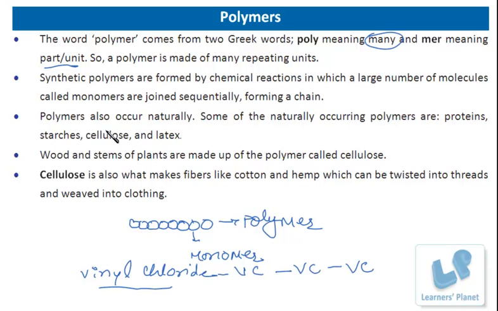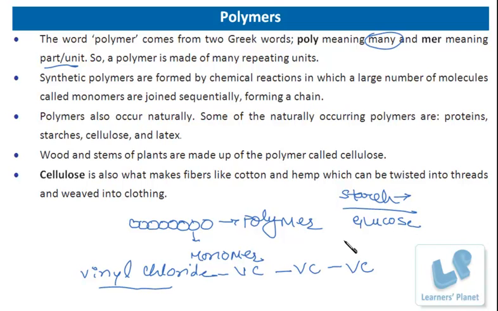See, this is a synthetic polymer, and polymers also occur naturally. I told you cellulose is a polymer which can be woven into fabric. Even starch. You must be aware of starch. You must have done the test for starch in food. So starch is also a polymer and its monomer units are also glucose.